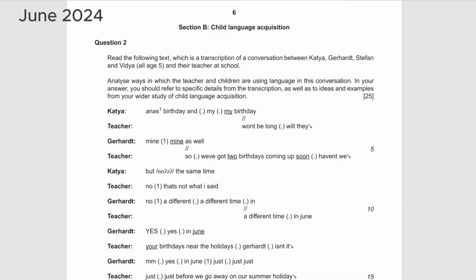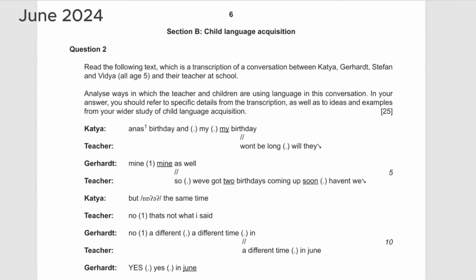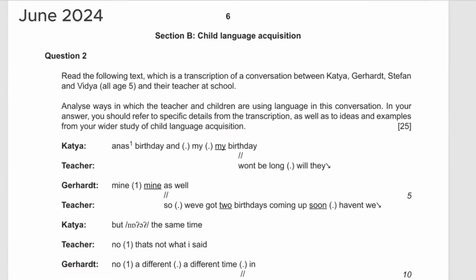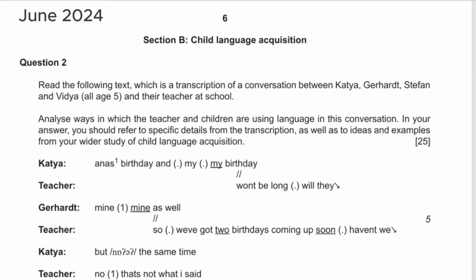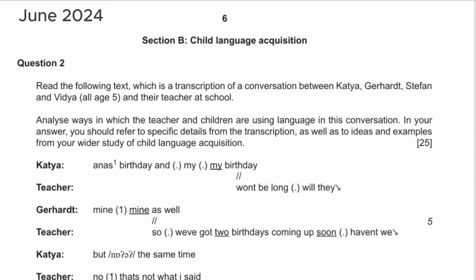The one we'll be using today is a question that focuses on a classroom with a teacher and a number of students. The question reads, read the following text, which is a transcription of a conversation between Katja, Gerhard, Stefan, and Vidya, all age 5, and their teacher at school.